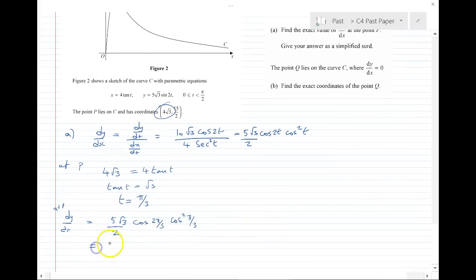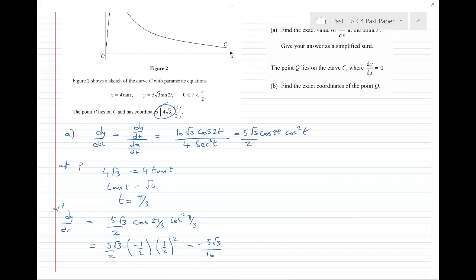Now 5 root 3 over 2 cos 2 pi by 3 is equal to minus a half. Cos pi by 3 is equal to plus a half, so that's plus a half squared. So that's going to come to minus 5 root 3 over 16. So that's that question done.